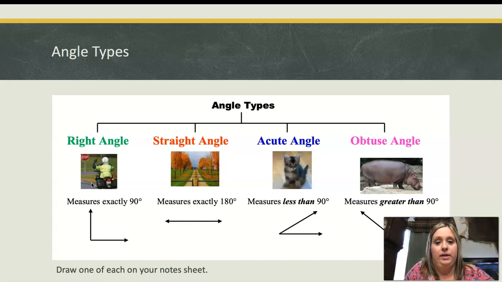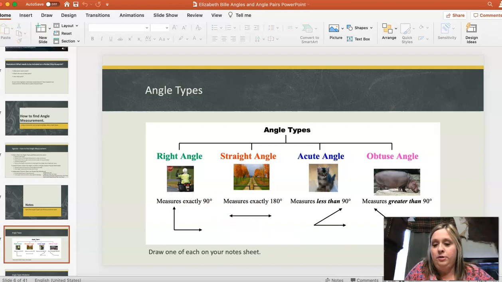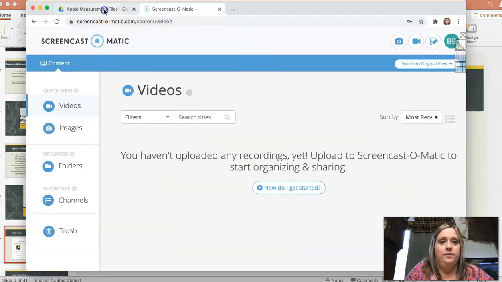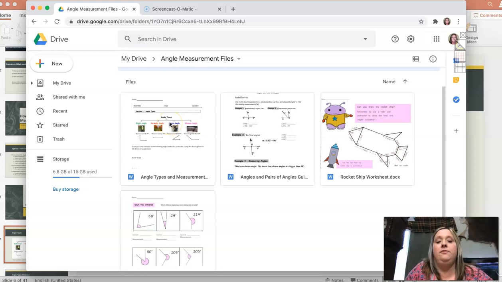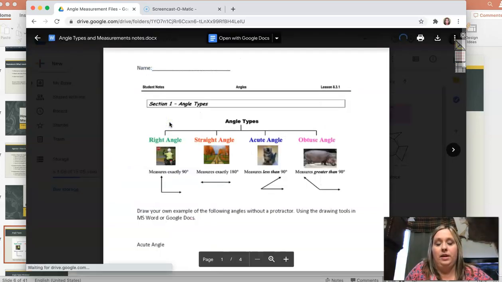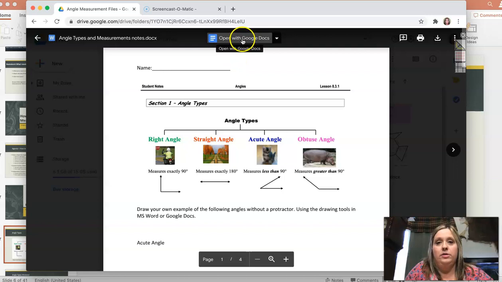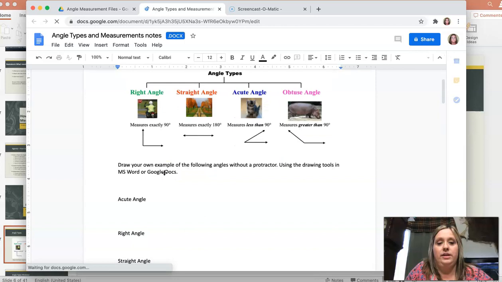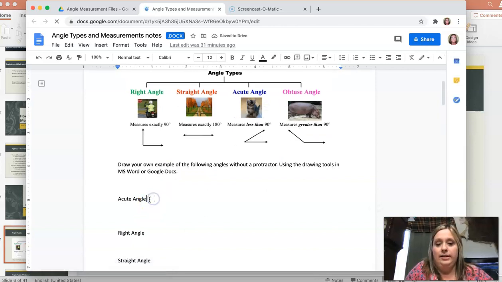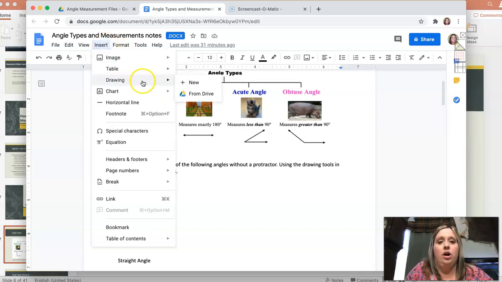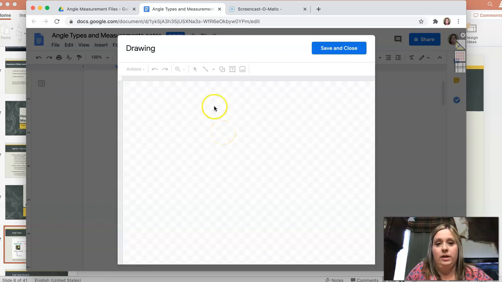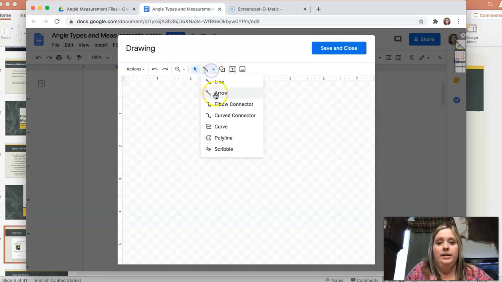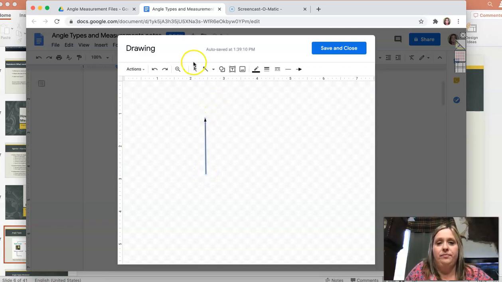Okay, so real quick, I'm going to go to the document. Here's where the document files are. So if we open the document, you can actually open these right with Google Docs. So if you want to sketch each of these, there's a nice little drawing tool. So if we go to Insert, Drawing, and New, we can actually come up here and select a line and just kind of free draw the line.